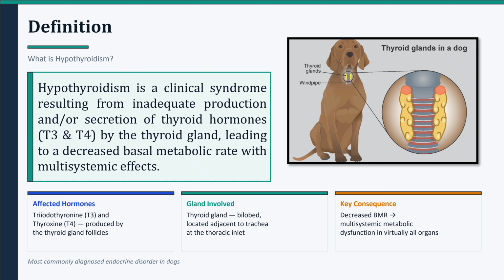As you can see on the slide, the affected hormones are T3 and T4. The gland involved is the thyroid gland, a bilobed structure located right adjacent to the trachea at the thoracic inlet. And the key consequence? A systemic metabolic slowdown affecting almost every organ. Here is a fun fact to lock this in. Hypothyroidism is the most commonly diagnosed endocrine disorder in dogs. So, this is something every veterinarian will encounter in clinical practice.